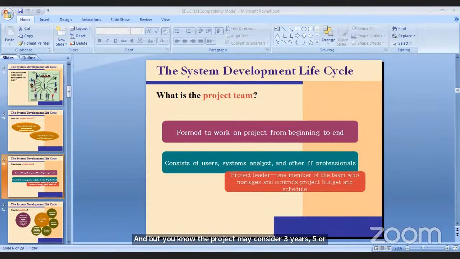But you know, a project may last 3 years, 5 years, 7 years, and sometimes, let's say the deadline is 2022, but it may be extended to 2023 because of some problem during the project implementation. So the project leader is a person who will lead the team, manage the team members, and control the project budget, that is the financial budget, the technical budget, and find a schedule.